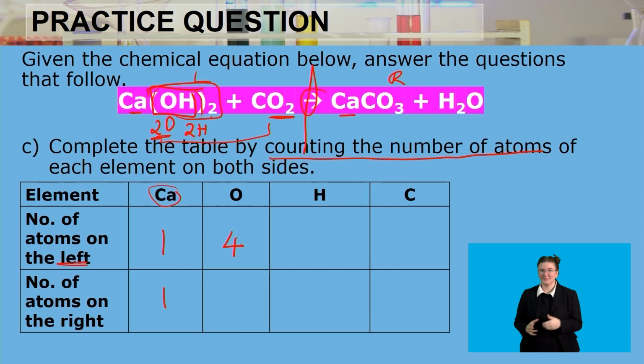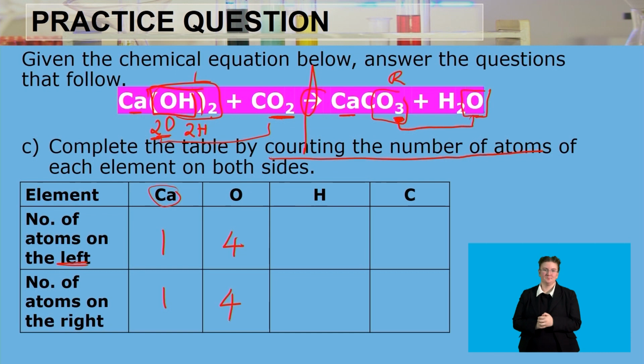And then on the right-hand side, how many do we have? Now the subscript 3 tells us that we have 3 oxygen atoms in this particular compound, being the calcium carbonate. So we have 3. Then we also have another oxygen atom there. Because there's no subscript, we know that it means there's 1. So that means this is 1 oxygen atom plus the 3 oxygen atoms there. So we have 4 oxygen atoms on the right-hand side as well.